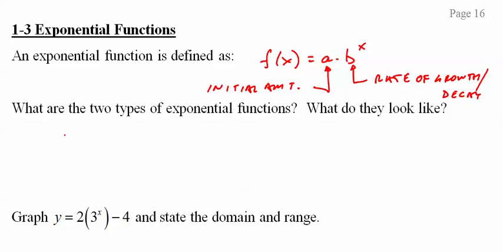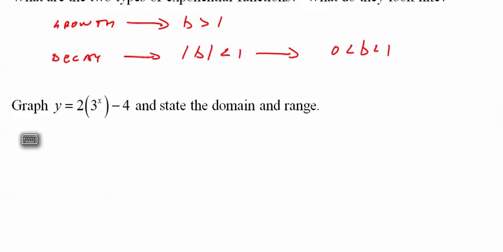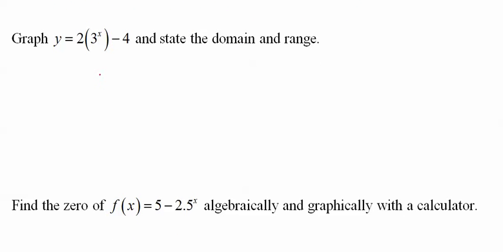Those are the two types of exponential functions. Growth, the b value is greater than 1, and decay, the absolute value of b is less than 1, which is nonsense. 0 is less than b is less than 1. We don't really put negative b values in, but again, a lot of people like to write it that way. So let's do a graph, see what it looks like, and then of course do the domain and range.